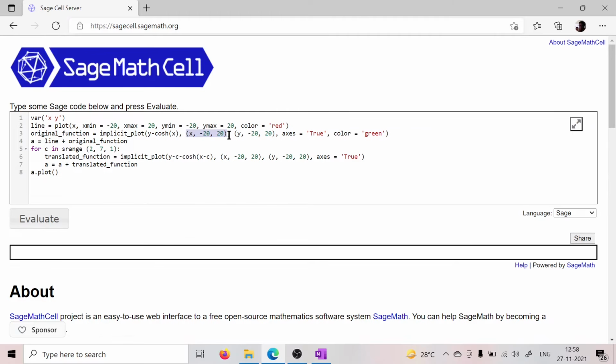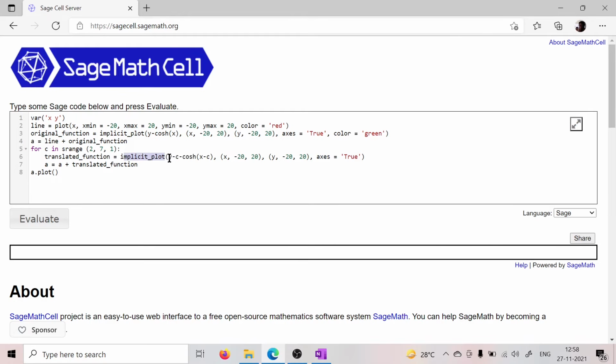Then we have defined the x and the y range. You can see there is a difference of syntax. This is the syntax, x min x max, y min y max, for explicit functions, and this is the syntax for implicit functions. Then we have written axes equal to true to show the axes. Then we have written color equal to green because we want to show the original function y equal to cosh x in green color.